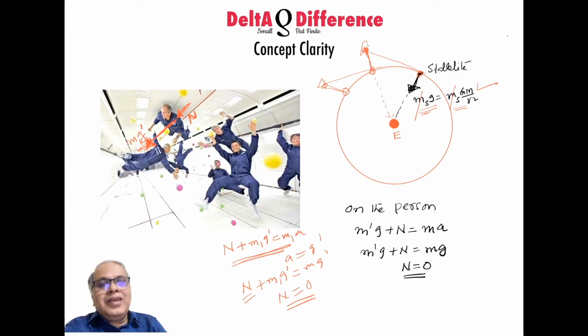The satellite and the astronauts both are going around the earth with the same g. So that N cannot develop. That's what you mean by the astronauts floating in the satellite, and that's what you call the zero gravity situation.